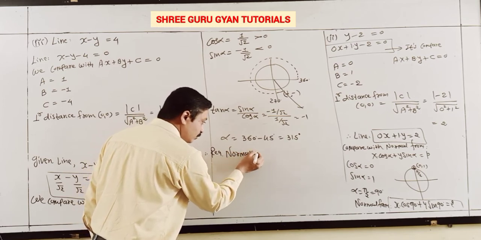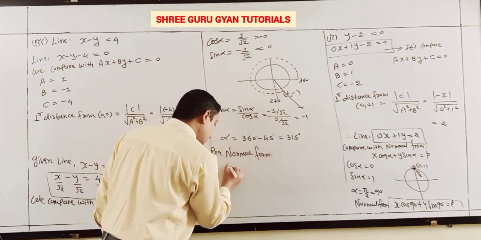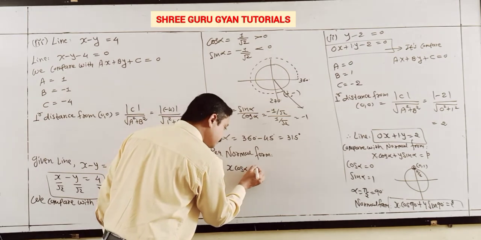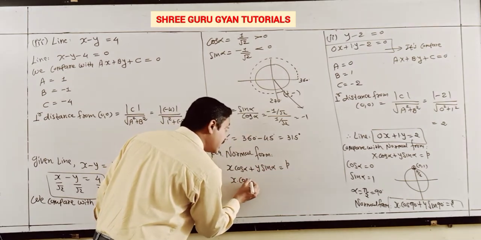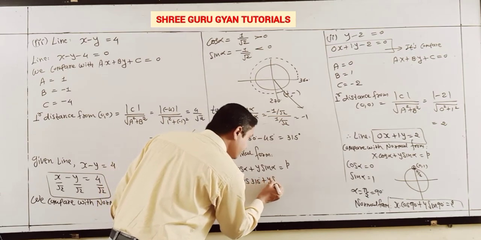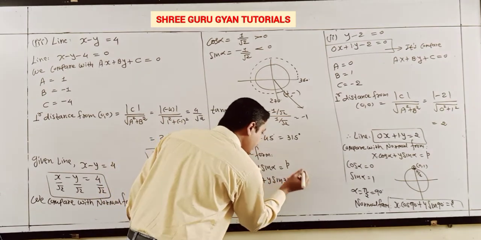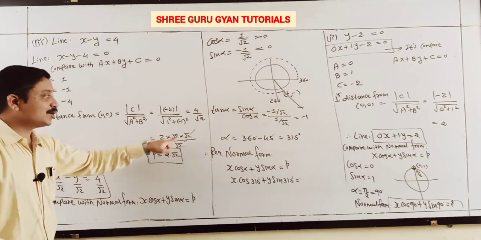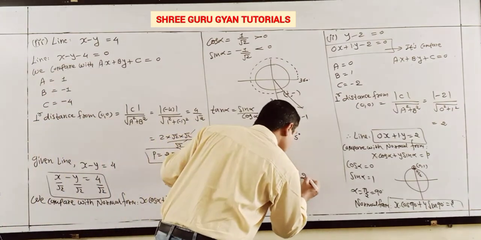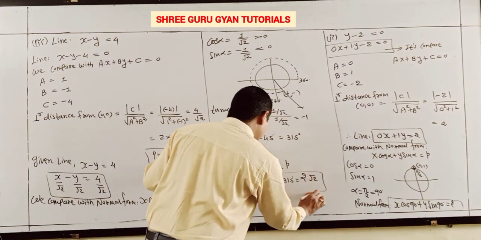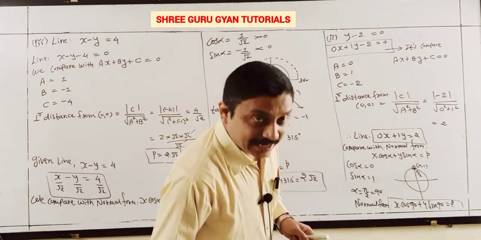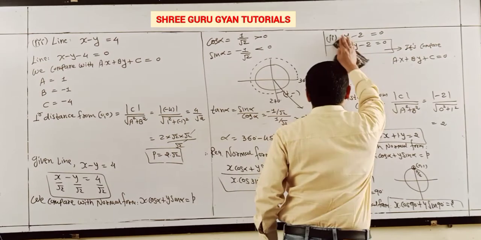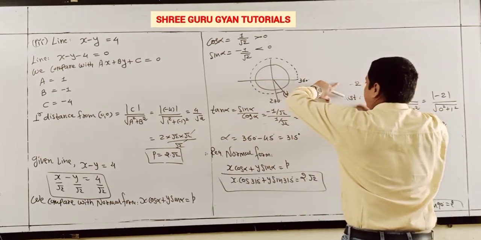And lastly, the required normal form: x cos alpha plus y sin alpha is equal to p. Alpha is 315, sin also 315, and what is the p? P is 4 by root 2, or 2 root 2. As you like, you can write that. And here, students, this is also happily and easily done. Now I continue. Question number 4. It's a very easy question.